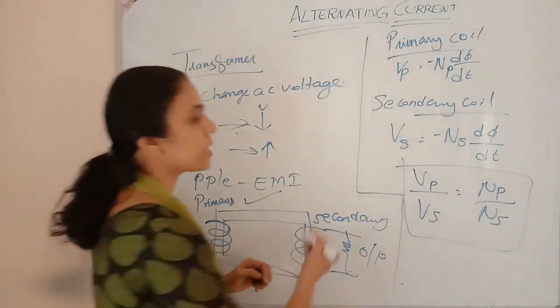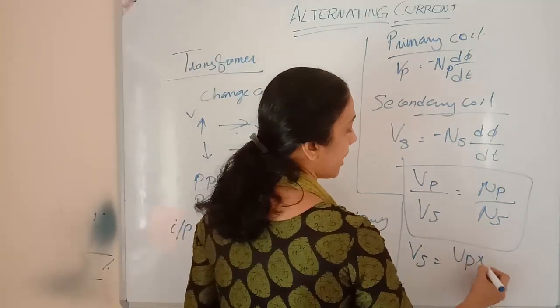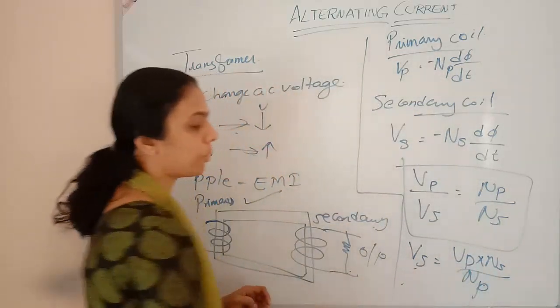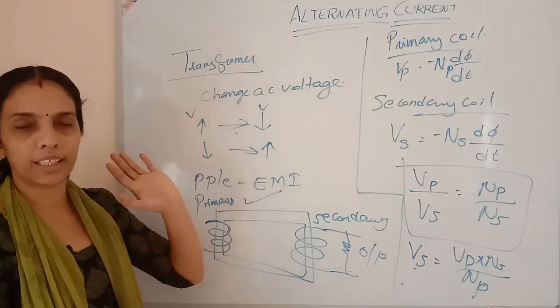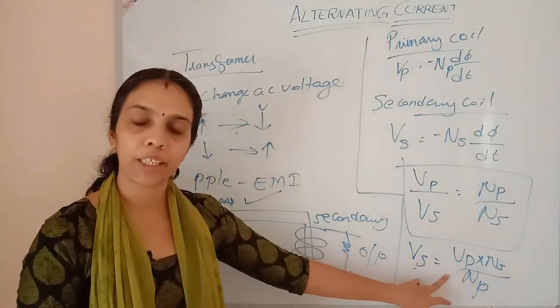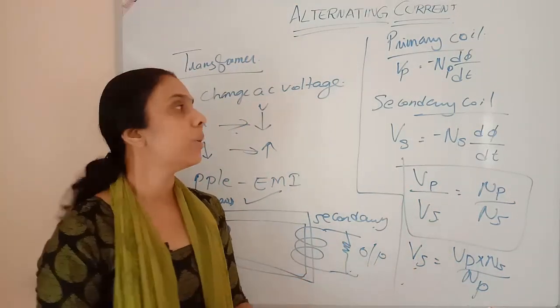If we need the secondary voltage, Vs is equal to Vp into Ns divided by Np. So this is the output. If at the output we need a higher voltage, what should we do? We should reduce the number of primary turns. Then we will get an increased voltage.